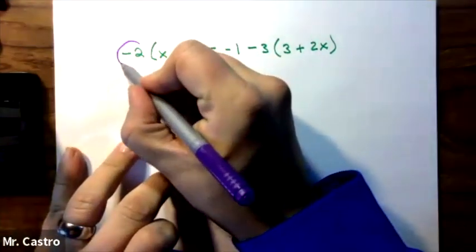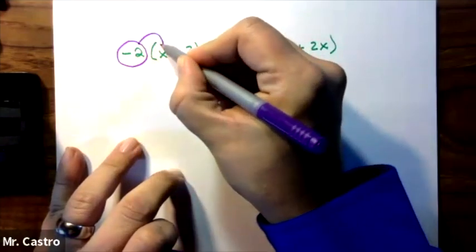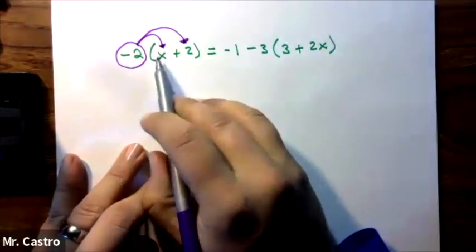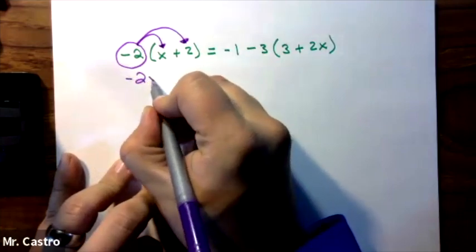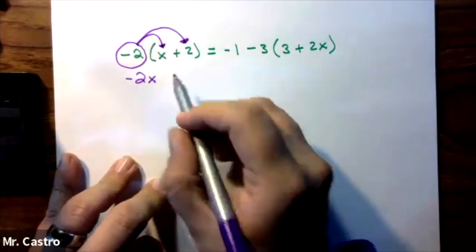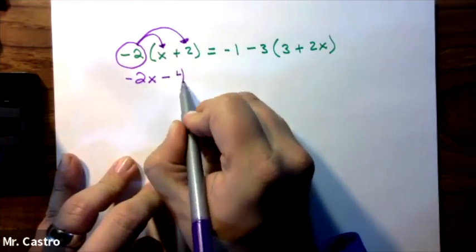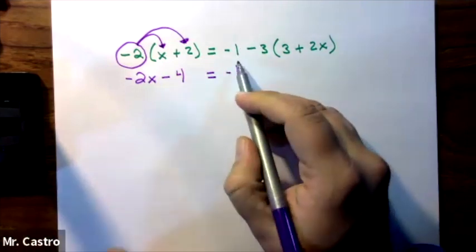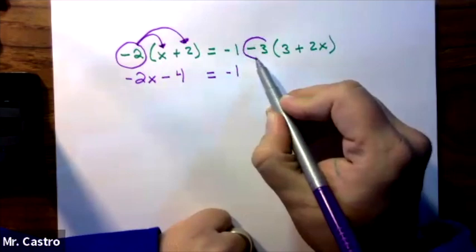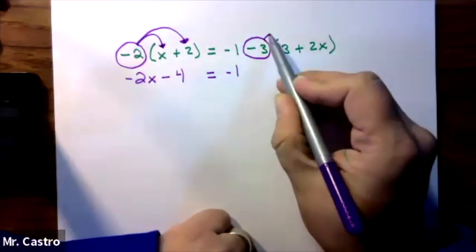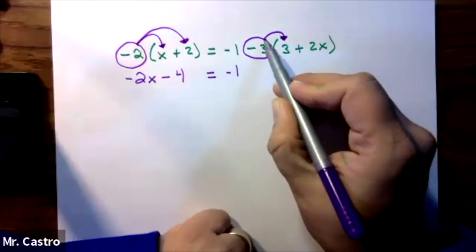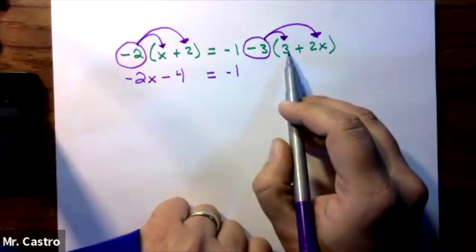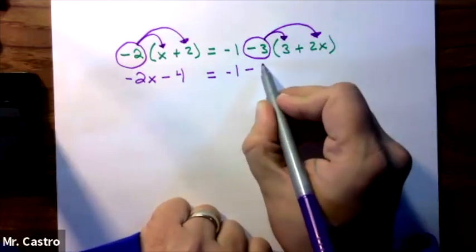So I'm going to take this negative 2 and I'm going to distribute it into this quantity here. Negative 2 times x gives me negative 2x. Negative 2 times positive 2 gives me negative 4. And that's going to equal negative 1. Now I've got a negative 3 that I'm multiplying by this, so I'm going to distribute that in. Okay? Negative 3 times positive 3 gives me negative 9.